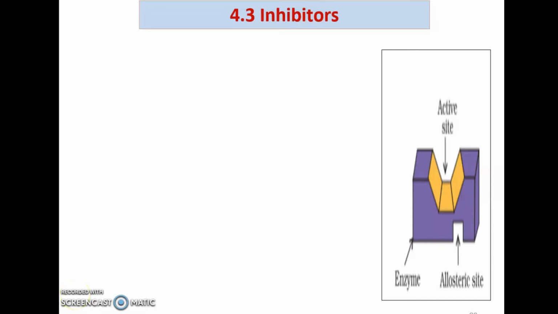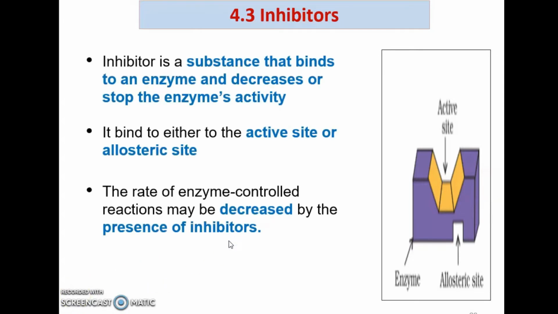Right, this inhibitor is a substance that binds to an enzyme and decreases or stops the enzyme activity. See, it will decrease or stop the enzyme activity. It will bind either to the active site or allosteric site. Okay, so cofactor tadi, it binds to allosteric site. But this inhibitor, it can bind both, at allosteric site or the active site of enzyme.